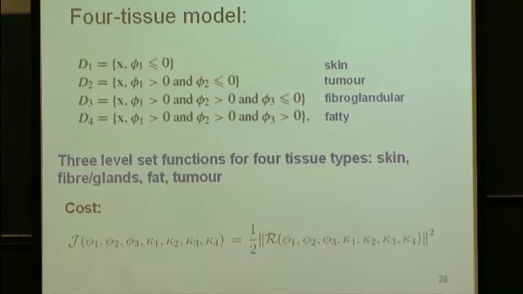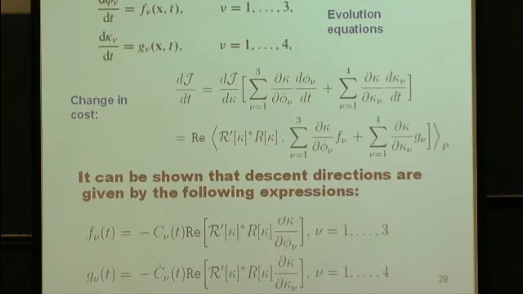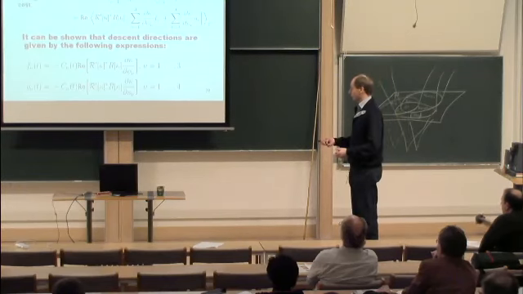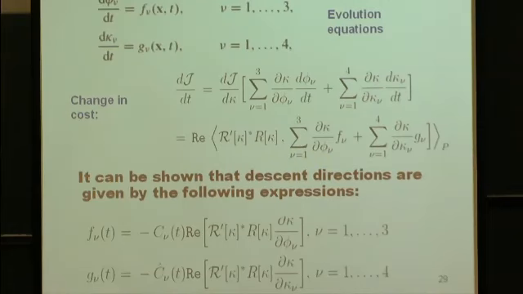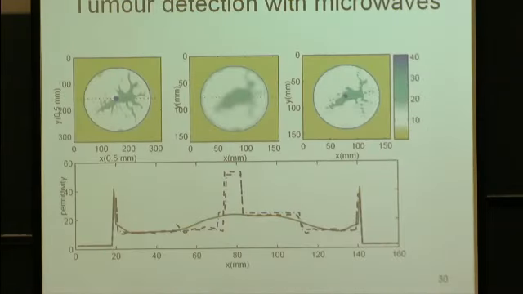You let them evolve. You define evolution laws for the level set function, and for the interior profiles also you keep them active. Then you can look for descent directions. This is all standard. I don't want to go into the details. It's kind of standard calculation looking for descent directions. I just want to show you how it works.